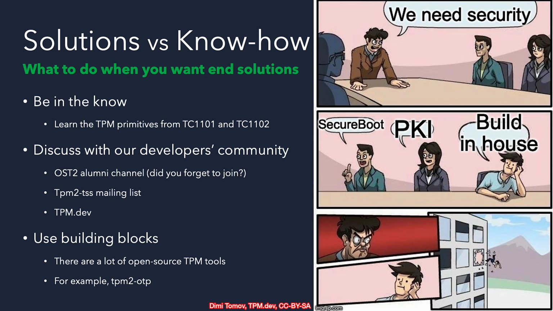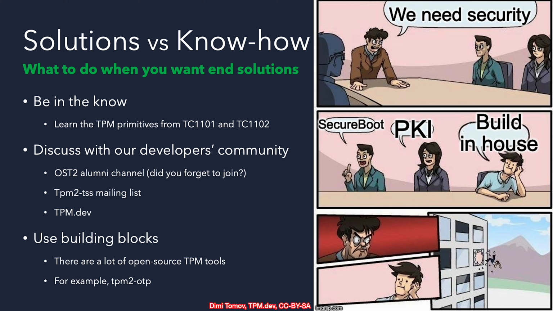That being said, a lot of students and professionals during the beta of this course asked us for end solutions that use the TPM to achieve a certain outcome. Would that be the enrollment process? Would that be provisioning of some secrets to the remote systems, or protecting the system? And I want to clarify that building solutions requires us to know the TPM primitives. And this is what we achieved in TC1101 and TC1102. I strongly believe that people who have taken our classes about trusted computing and trusted platform modules are now able to build such solutions.